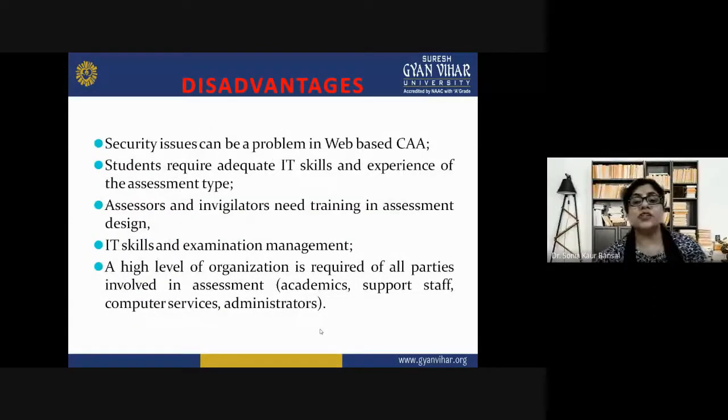Security issues can be a big problem in web-based CAA. Students require adequate ideas and experience of the assessment type also. Assessors and invigilators need training in assessment design, IT skills and examination management. And a high level of organization is required of all parties involved in assessment, like academics, support staff, services, administrators. So everyone is involved in one task only.